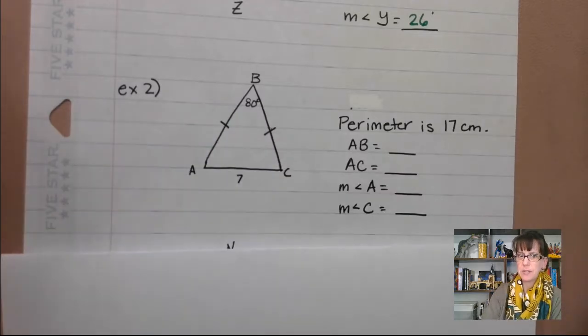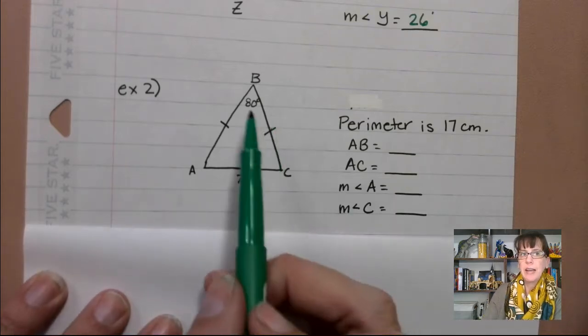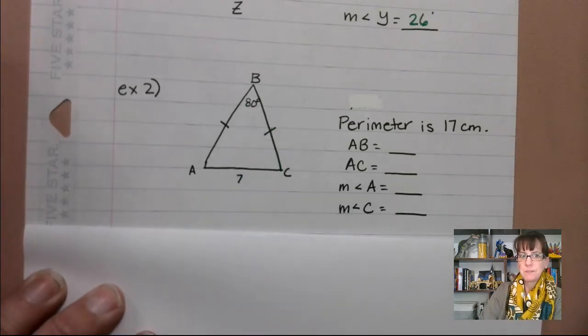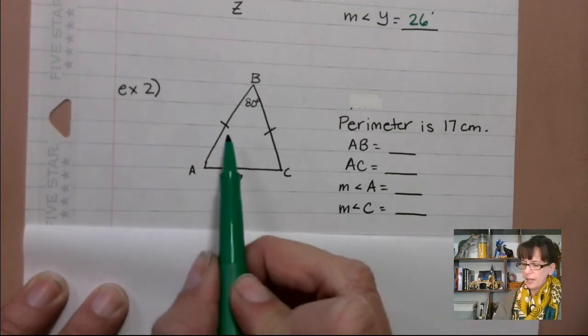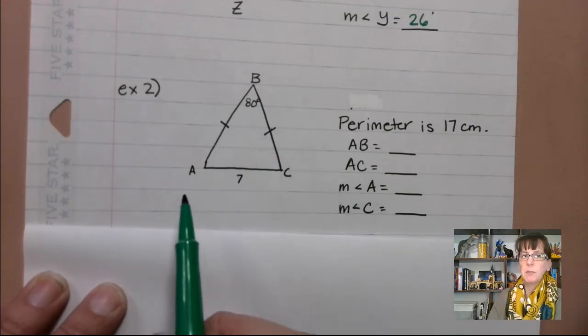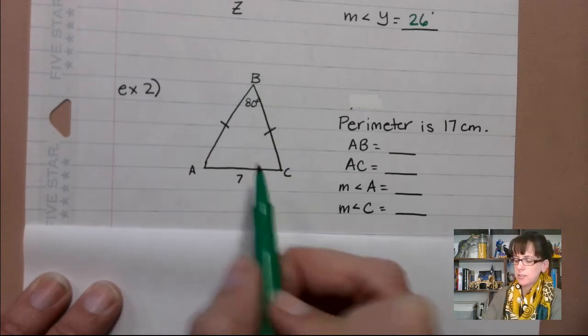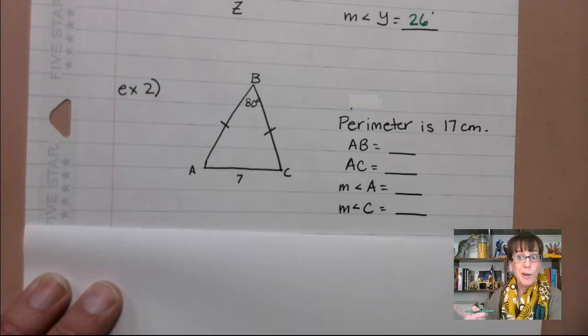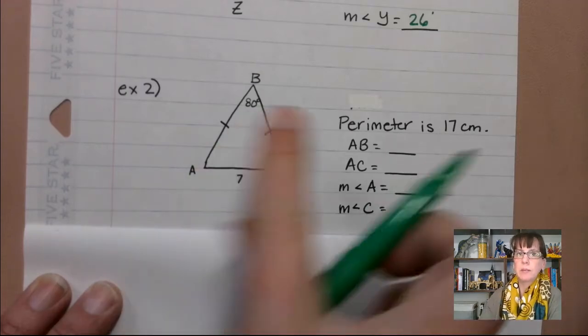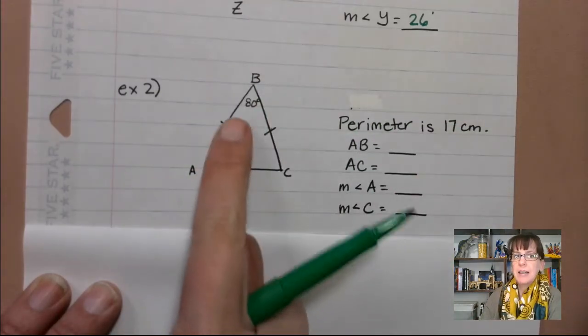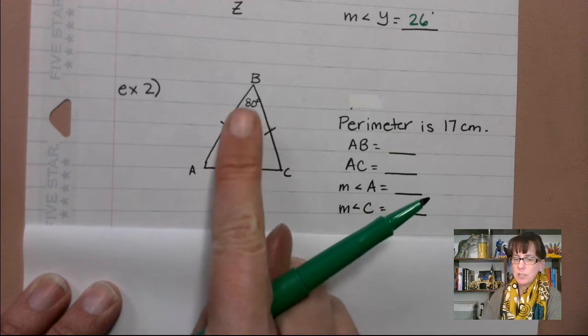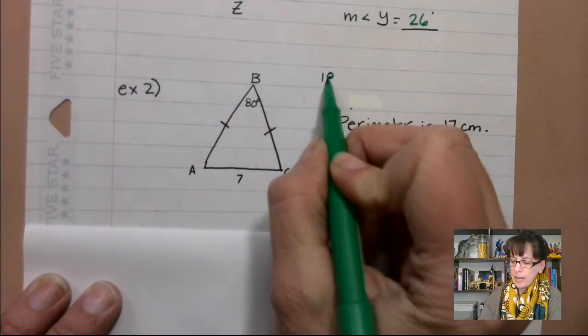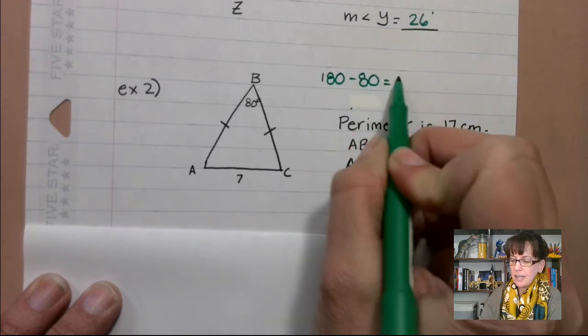Okay, let's look at this next one here. All right, so this one has a perimeter of 17 centimeters. We know that angle B is 80 degrees. We also know that these two sides are the same. And remember, if you have two sides of a triangle that are the same, then the angles opposite those sides are also the same. We know that there's 180 degrees in a triangle, like we added up before. So that means that we have 100 degrees left. If we do 180 minus 80 degrees, that gives us 100 degrees left.